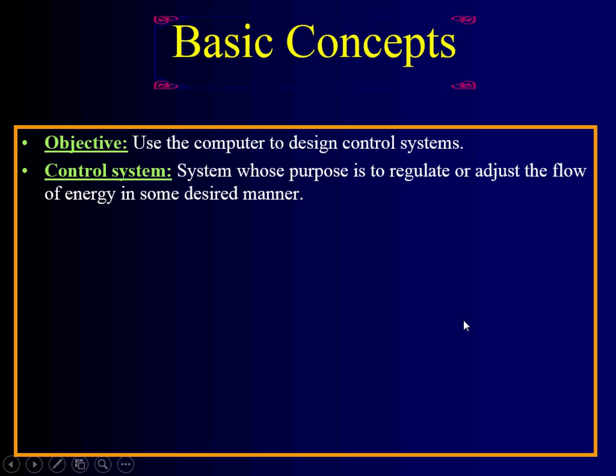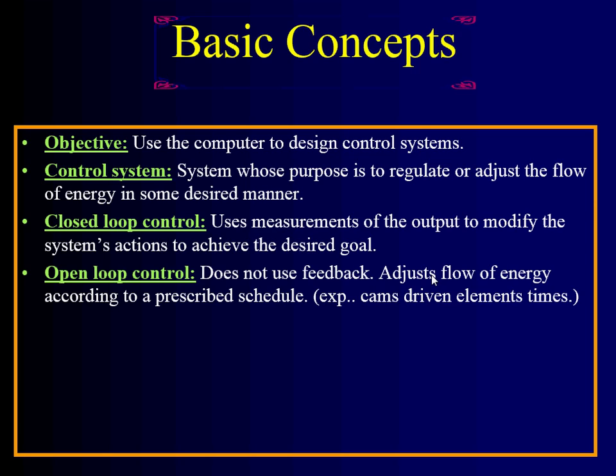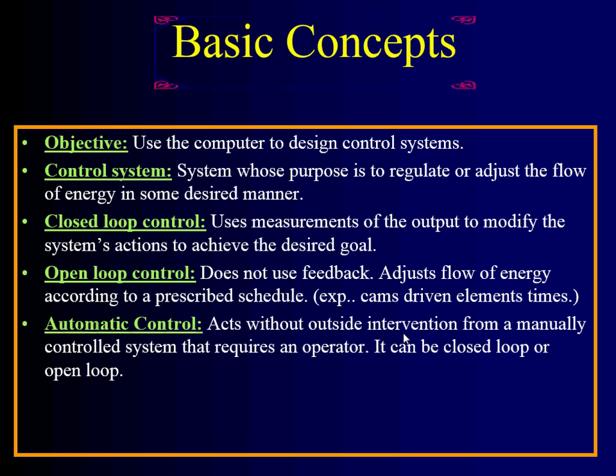We, of course, want to design a control system. A control system's purpose is to regulate or adjust the flow of energy in some desired fashion. The closed loop control uses measurements of the output to modify the system actions to achieve the desired goal. If you have an open loop system, it does not use any measurements or feedback, and adjusts the flow of energy according to some schedule that we have.